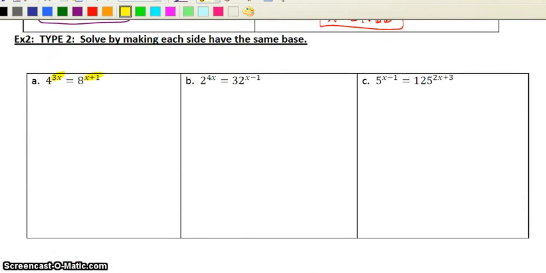I could potentially still take the log of both sides, but in order to make that work, in order to take a log of both sides, I need to have the same base. So our strategy for this is making each side have the same base, so I can take the log of both sides and make everything cancel except for the powers. So let me show you what I mean.